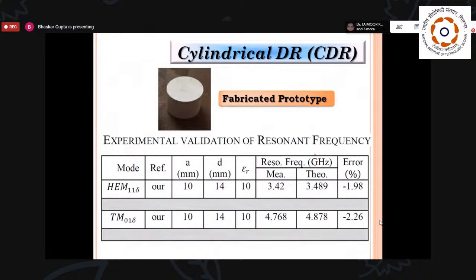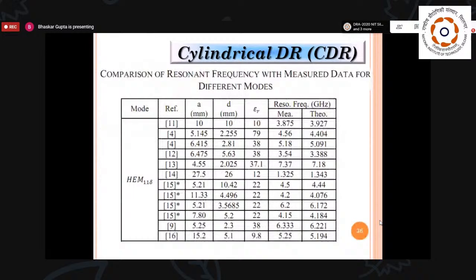And we fabricated a prototype also in order to validate our theory for HEM11 delta mode. You see, with different dimensions and different parameter values, as given, our measured value was 3.42 GHz, theoretical 3.489 GHz. So the error was only minus 1.98%, and for TM01 delta mode, similarly, the error was only minus 2.26%. Good, so far so good. So far, I believe that's not much of a problem.